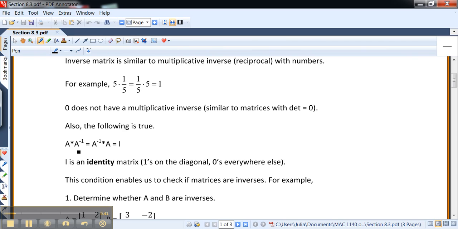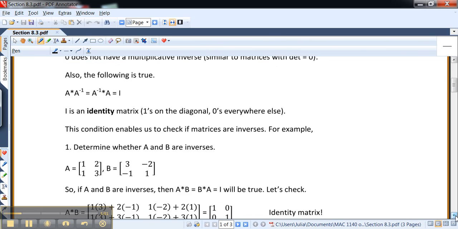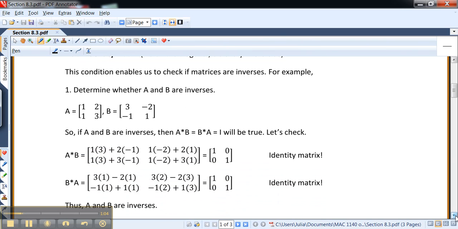That A times A inverse, and vice versa, which a lot of times is not true if you switch the order of the matrices, but this time you can, and we get the identity matrix, which for matrices has ones on the diagonal from the left-hand side to the right-hand side and zeros everywhere else. For example, if you're given two matrices, we can multiply them to give an identity matrix right here, and if we switch order, hopefully we also get the identity matrix.